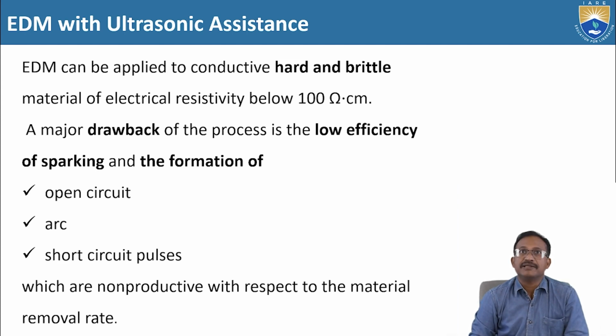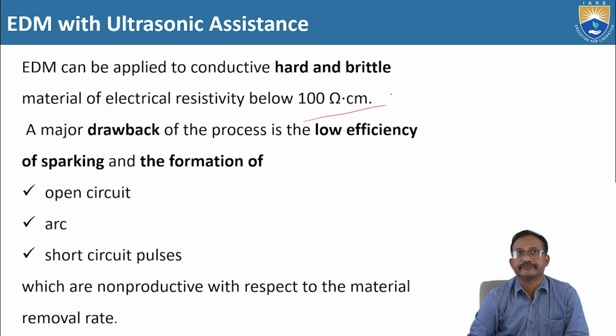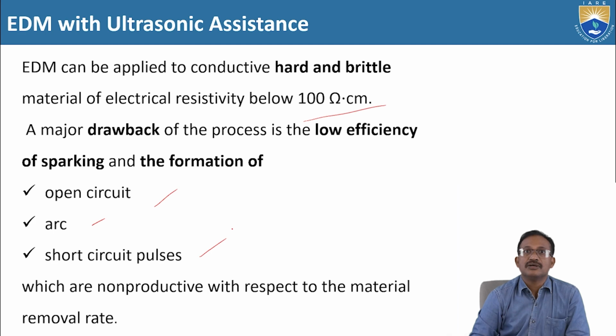EDM can be applied to conductive hard and brittle material of electrical resistivity below 100 ohm centimeters. A major drawback of the process is low efficiency of sparking and formation of open circuit, arc, and short circuit pulses, which are non-productive with respect to material removal rate.